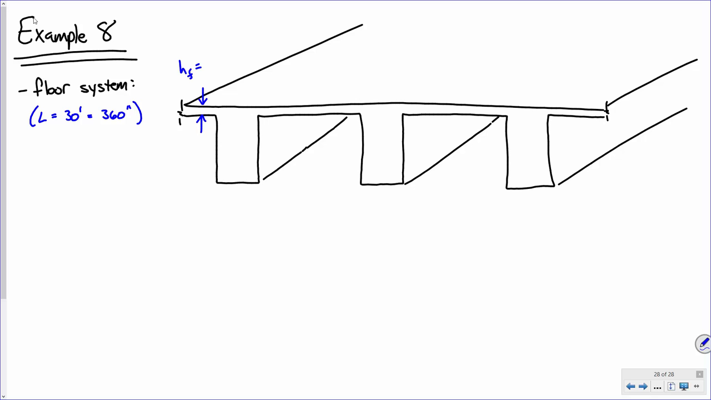What is H sub F? 4 inches. Okay. Now, each of these beams contains 6 number 9s, right? Maybe I'll put, what is the area of steel? What's the area of a number 9? 1 square inch, so 6 inches squared. Everybody all right with that?